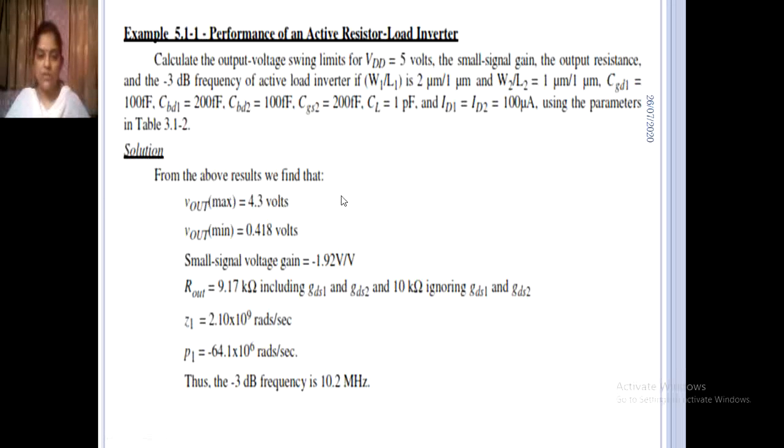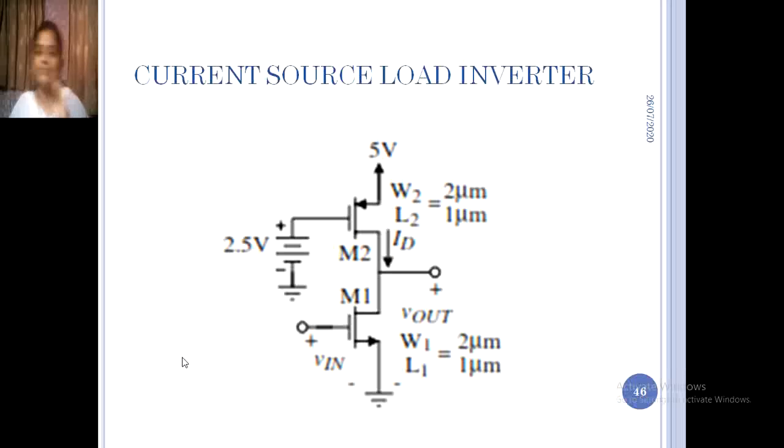So from the above result we can find Vout min and the small signal voltage gain, including gds1 and gds2. Then lambda we have calculated, and the pole P is minus 64 into 1 into 10 raised to 6 radian per second. So thus the 3 dB frequency is 10.2 megahertz.